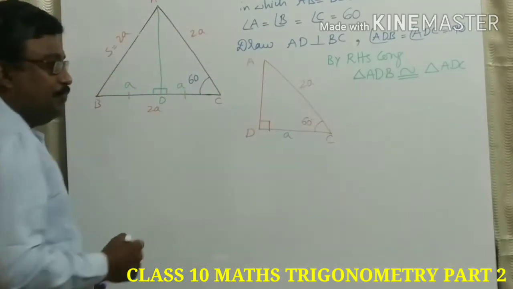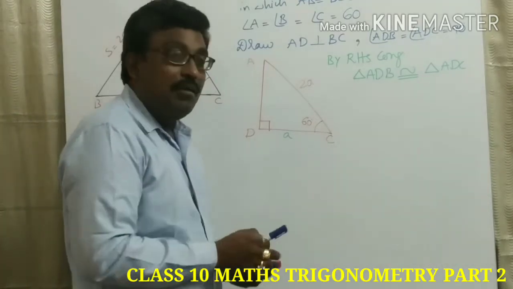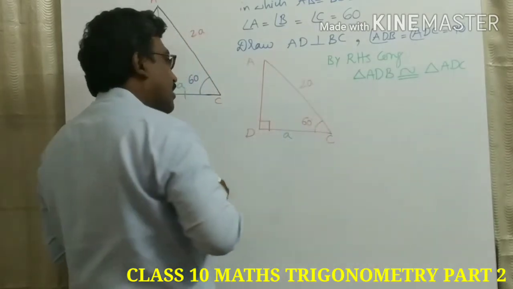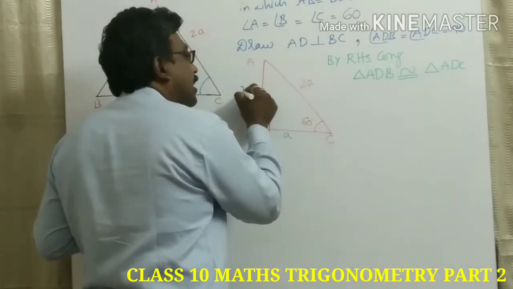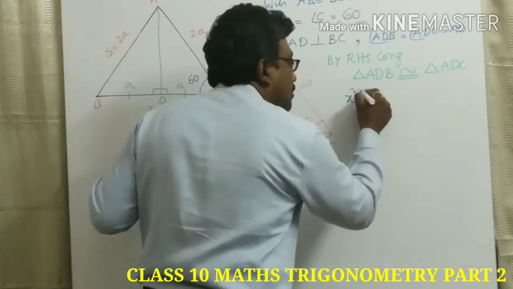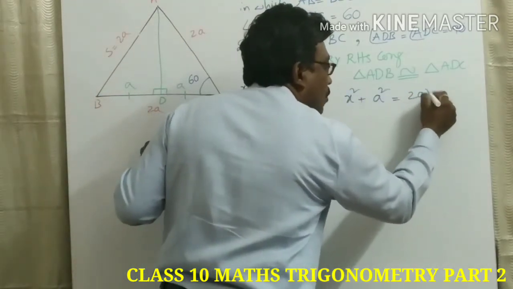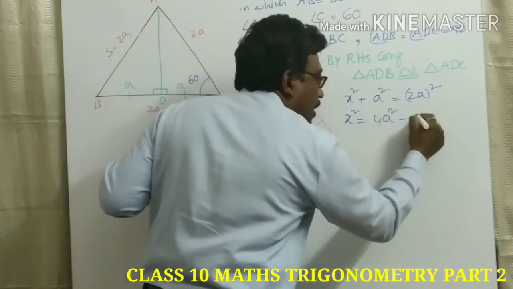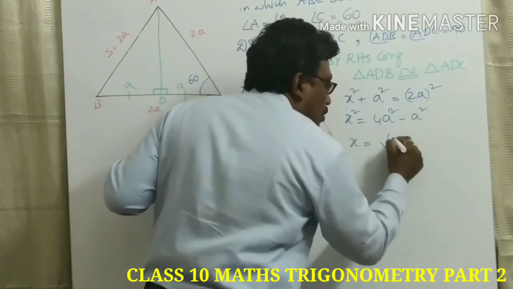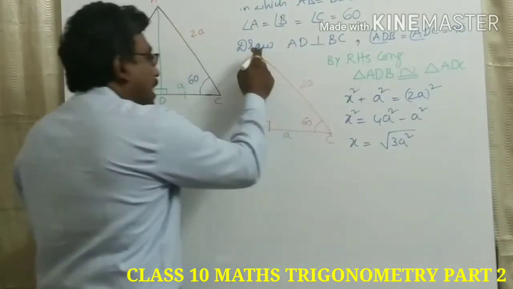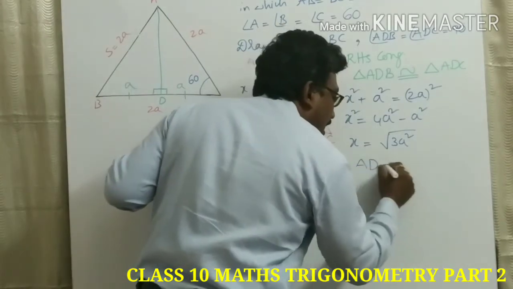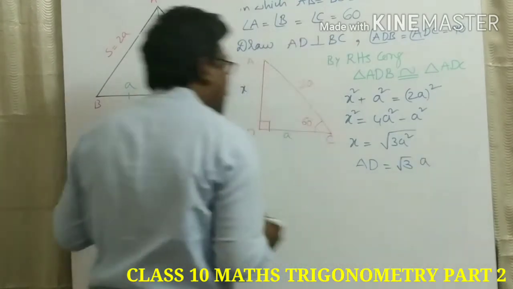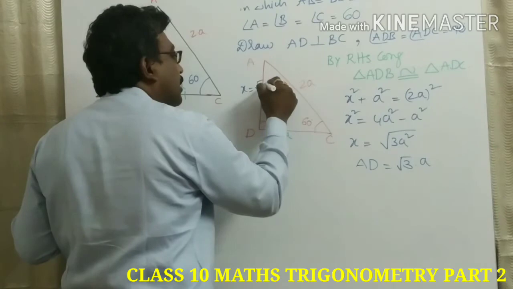So this is A. Now, I am using the Pythagoras theorem. Side square plus side square is equal to hypotenuse square. I don't know this side, so I am taking it as x. So x square is equal to 4A square minus A square, so x is equal to root of 3A square. X is nothing but AD. AD is equal to root 3 times A, since the square root of A square is A. So this is root 3 times A.